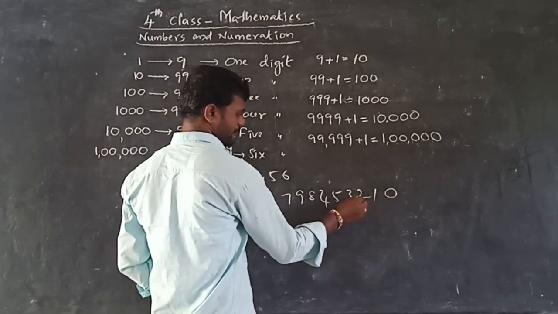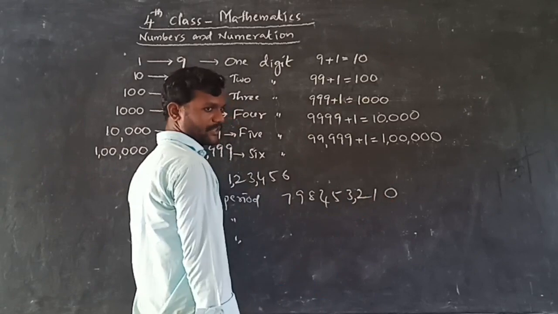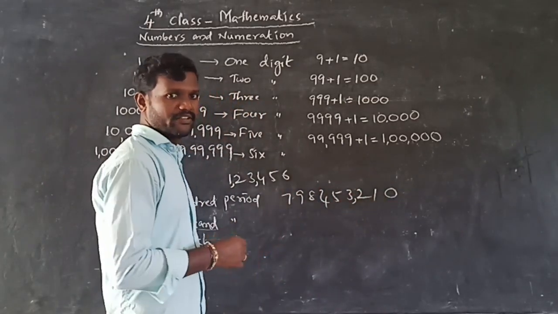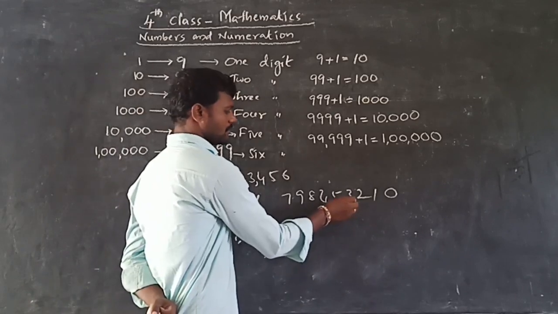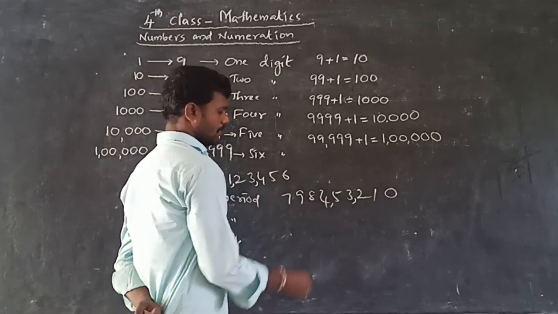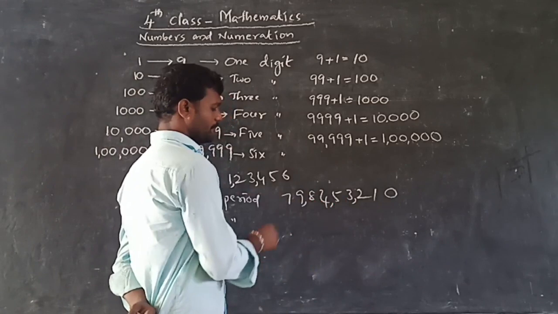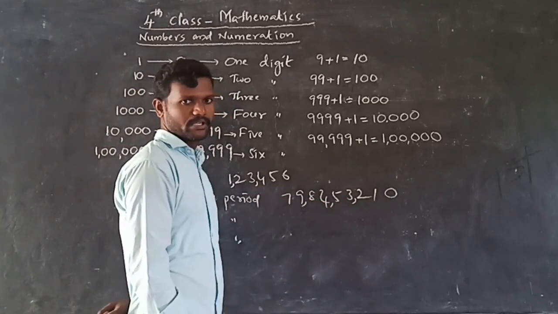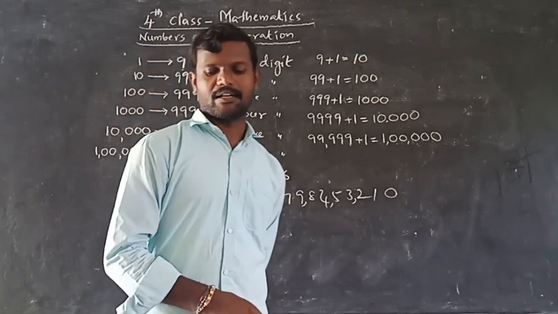1, 2, 3. After 3 digits, 1 comma. The first 3 digits, then the remaining all 2 digits. Every 2 digits consist of a comma. 1, 2. So now you write 1, 2. Now write a comma. If there is a number, write a comma another time. Okay, in this way you have to write the numbers.